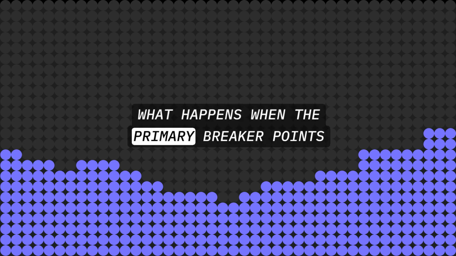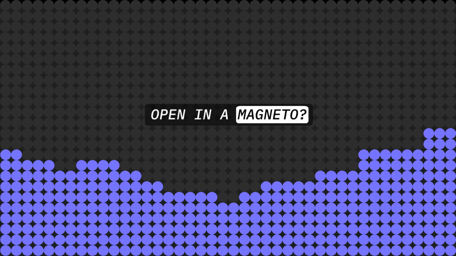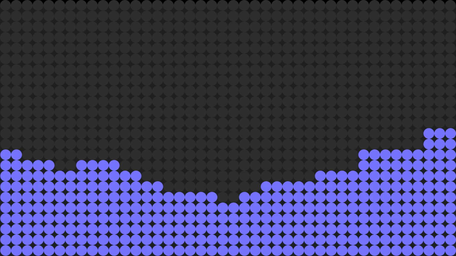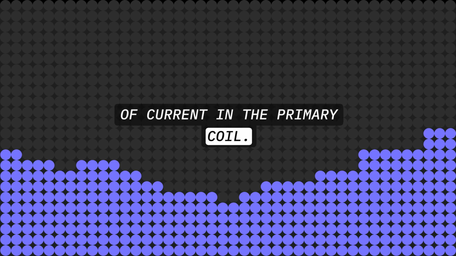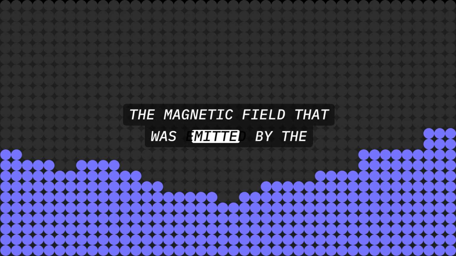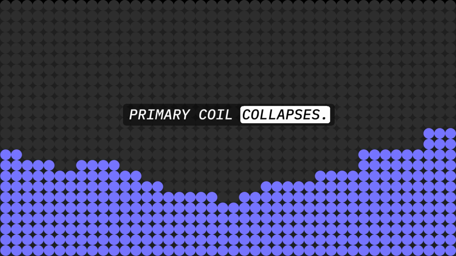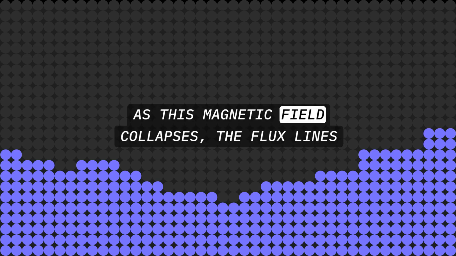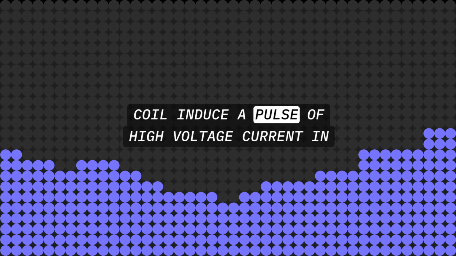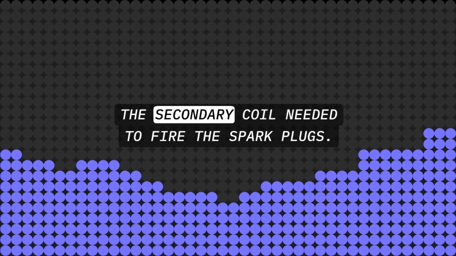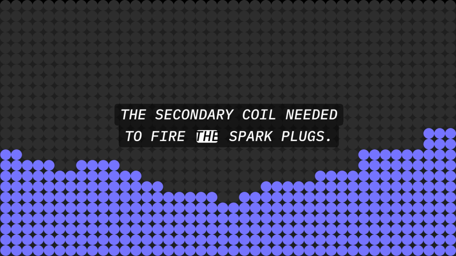What happens when the primary breaker points open in a magneto? Opening the breaker points stops the flow of current in the primary coil. The magnetic field that was emitted by the primary coil collapses. As this magnetic field collapses, the flux lines that cut across the windings of the secondary coil induce a pulse of high voltage current in the secondary coil needed to fire the spark plugs.